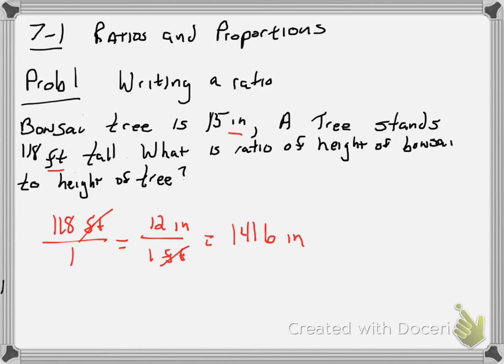Okay, so if I'm going to write this as a ratio from bonsai to height of the tree, I'm going to put the height of the bonsai, which is 15 inches, on top of the height of the tree, which is 1,416. Okay, and then you would go ahead and just reduce it, and you end up with 5 over 472 is my ratio.